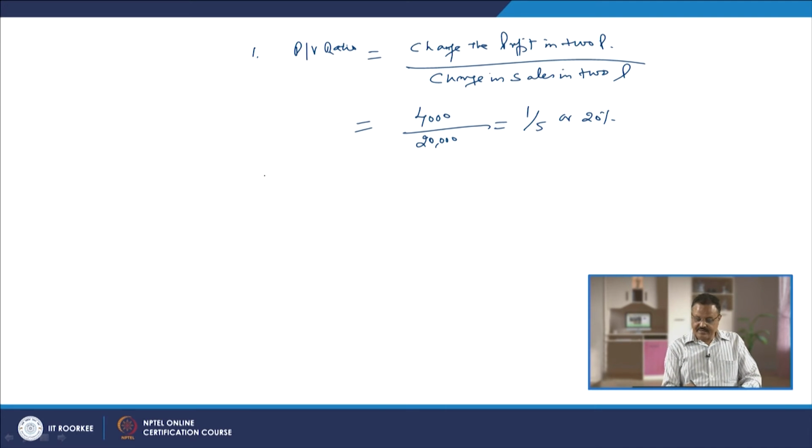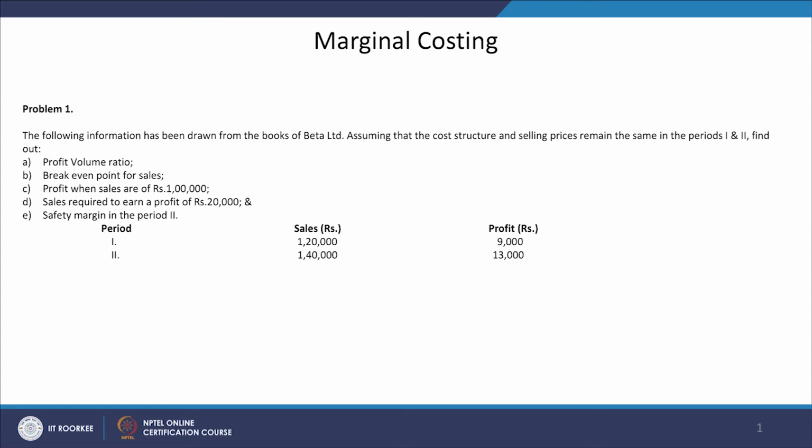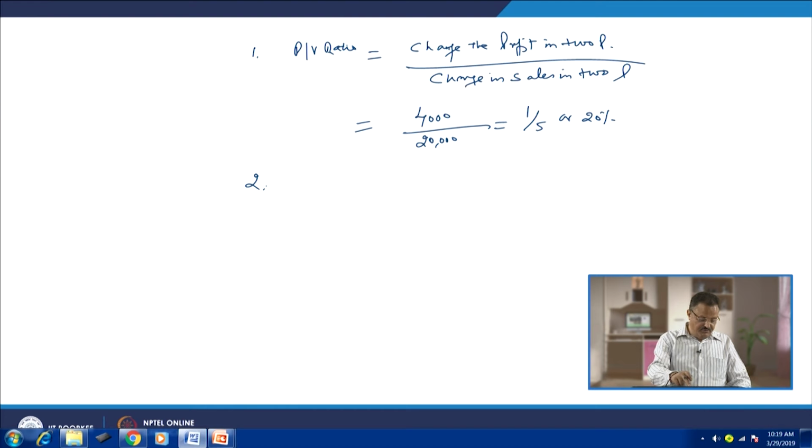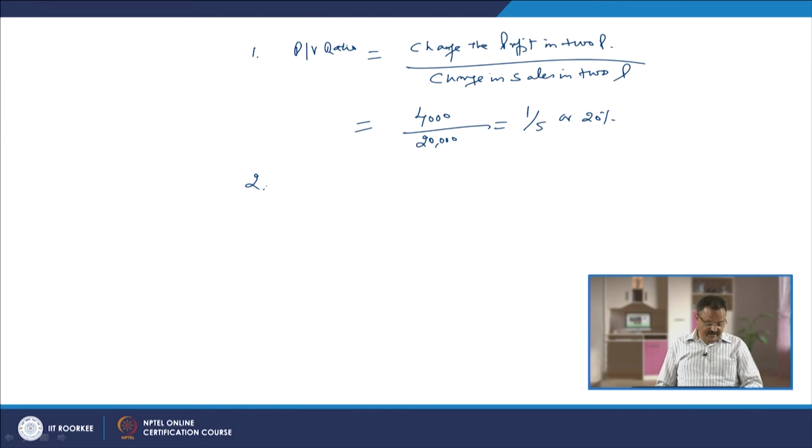Now, what is the second question asked in this case? Let us go back to the sheet: break even point for sales, or the sales at the break even point, right. We have to find out the sales at the break even point. So, let us go for calculating the sales for the break even point.